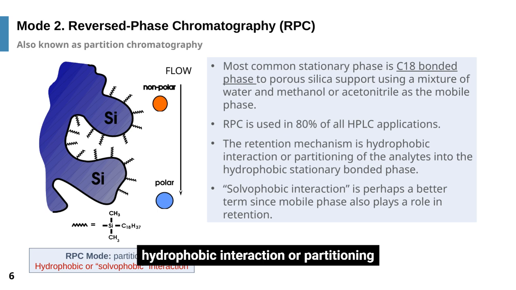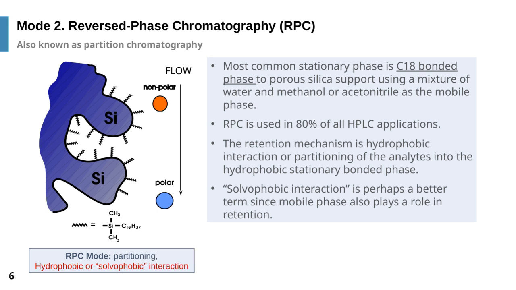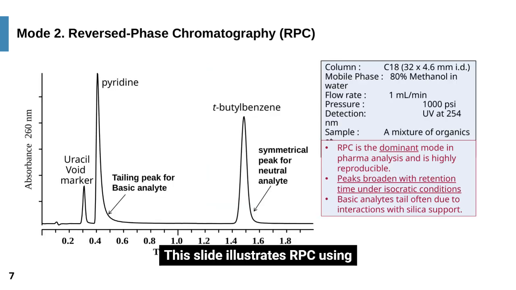The retention mechanism involves hydrophobic interaction or partitioning of the analytes into the hydrophobic stationary bonded phase. The term solvophobic interaction may be more accurate, as the mobile phase also plays a role in retention. This slide illustrates RPC using a C18 column with a mobile phase of 80% methanol and water. Notice the symmetrical peak for the neutral analyte and the tailing peak for the basic analyte. RPC is the dominant mode in pharmaceutical analysis and is highly reproducible.